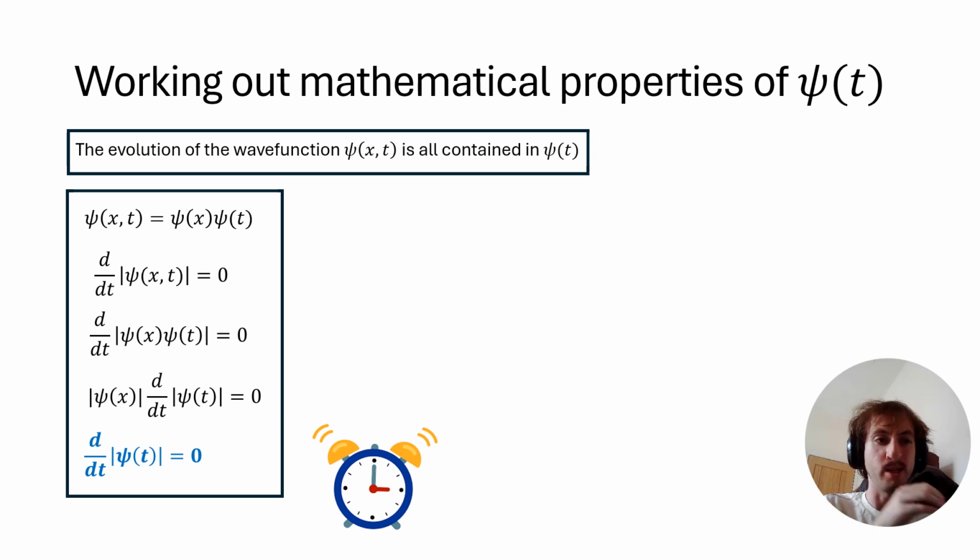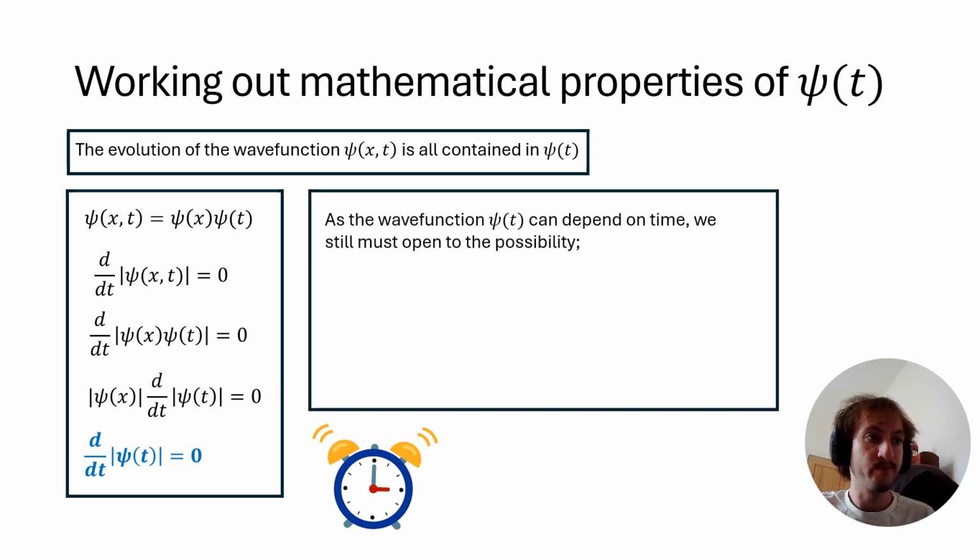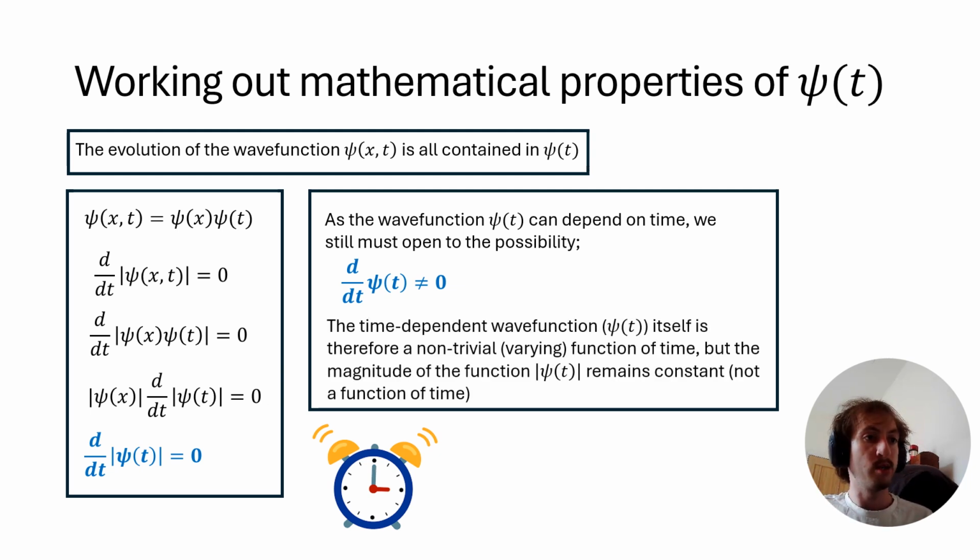So although for the purposes we're dealing with, the magnitude of psi of t is time independent, we wouldn't want psi of t itself to be time independent. In other words, we still have to allow for the possibility that the time derivative of psi of t doesn't equal 0, even when the time derivative of the magnitude of psi of t equals 0, which is an important thing to remember.